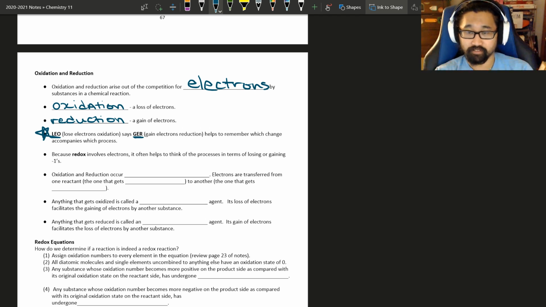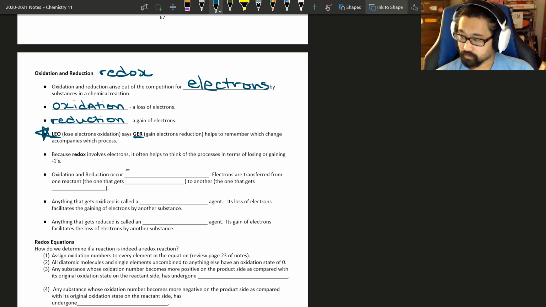Oxidation is a process by which a substance does what? It loses electrons. All right? So, I will most frequently abbreviate this as redox. It's just simpler than saying oxidation reduction, right? So because redox involves electrons, it can help to think of things as just gaining or losing negative ones. If that doesn't help you, don't do it that way. Think of literal electrons.